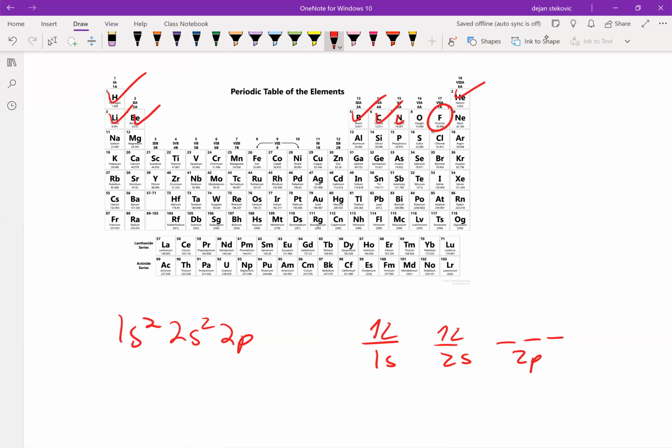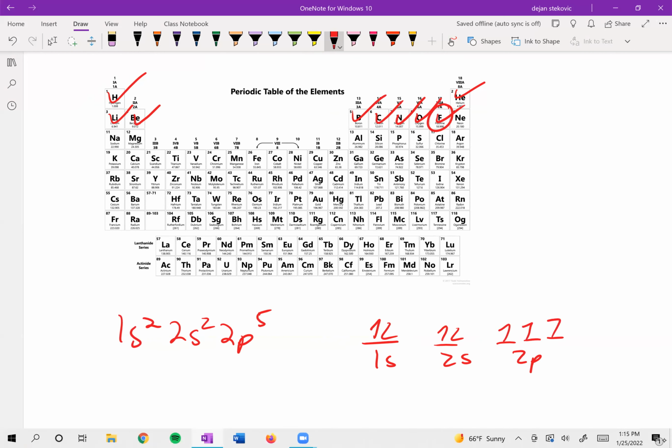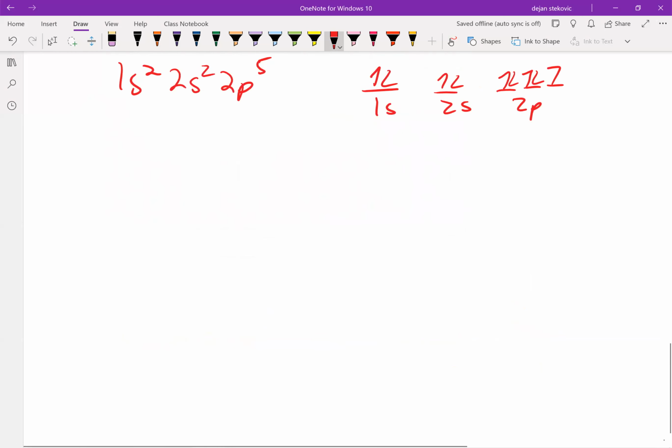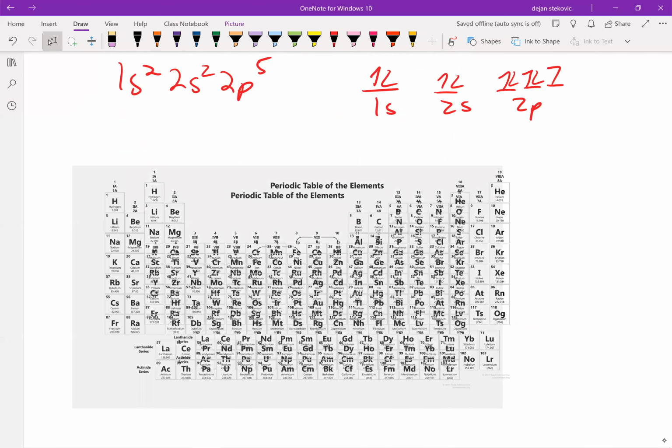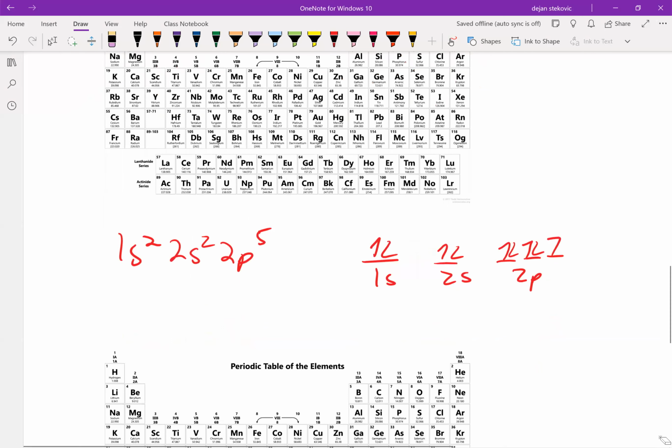And then we count 1, 2, 3, 4, 5. 2p5. And again, when you're drawing the diagrams, put 1 in each of the orbitals before doubling up, and they all have to face the same direction at first. And then you double up, 1 down, right? So there we have 1s2, 2s2, 2p5 is the electron configuration of, my bad, of fluorine right here, not our noble gases.